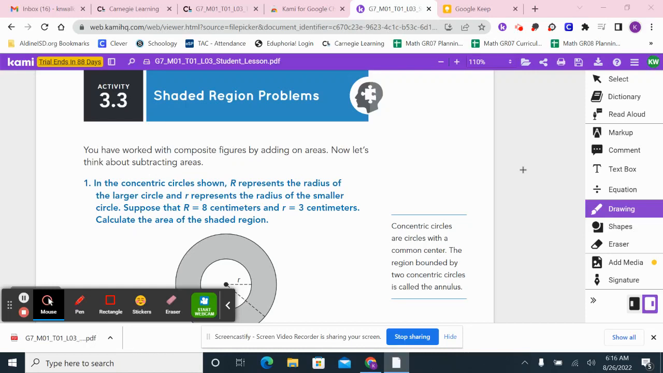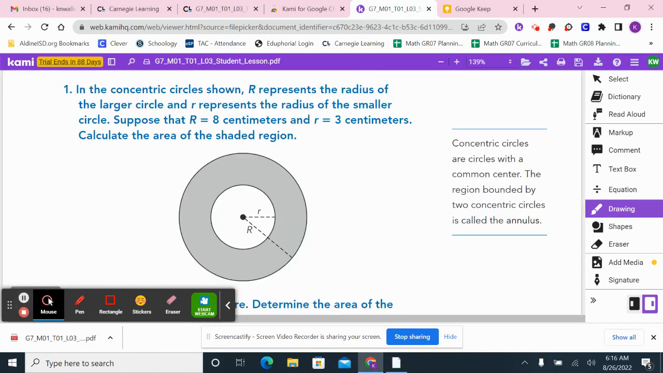This is 7th grade, Module 1, Topic 1, Lesson 3, Activity 3.3. Go ahead and read the activity description. Pause here. In this activity, you're going to use different strategies to determine the area of shaded regions inside of geometric figures.